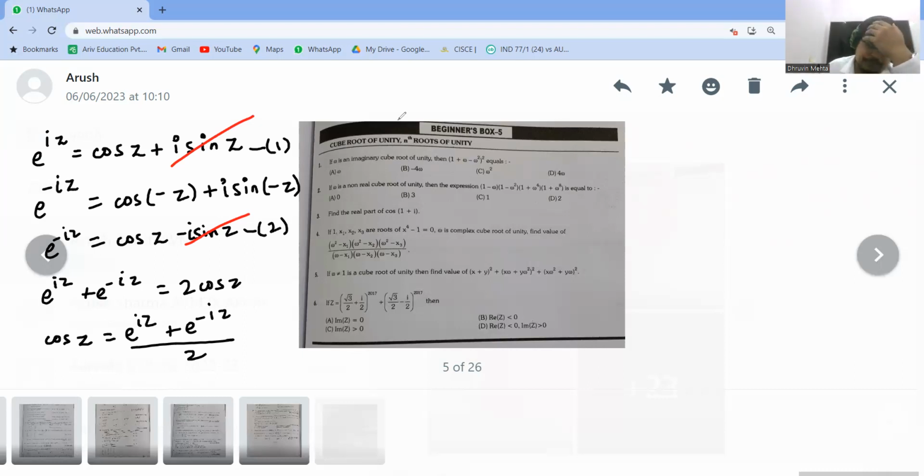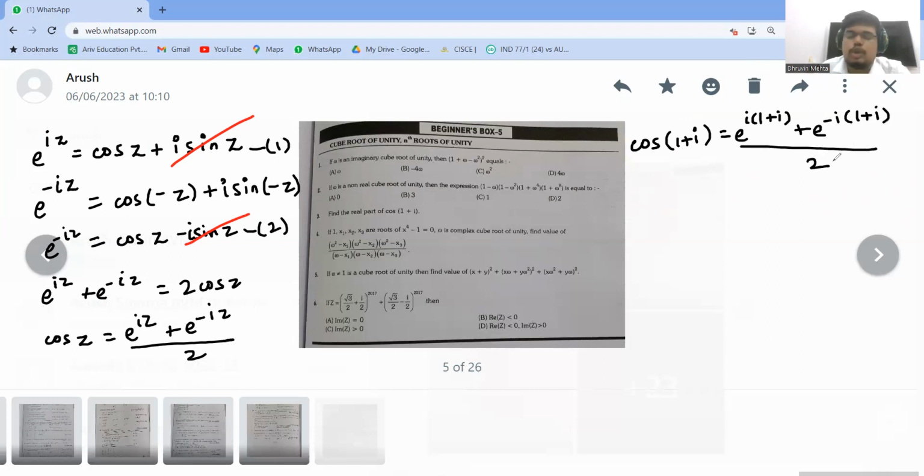Are you following this? Yes, sir. But what is z in this question? So z is this 1 plus i. So now I'll replace z with 1 plus i everywhere. The right hand side will be e raised to i into 1 plus i, plus e raised to minus i into 1 plus i, the whole upon 2.